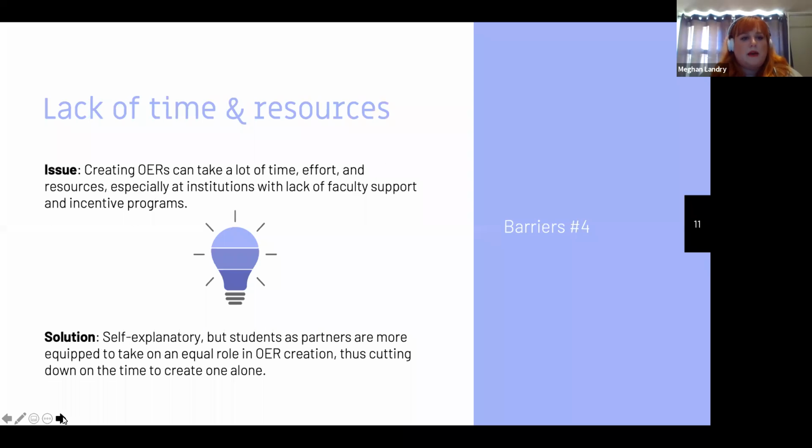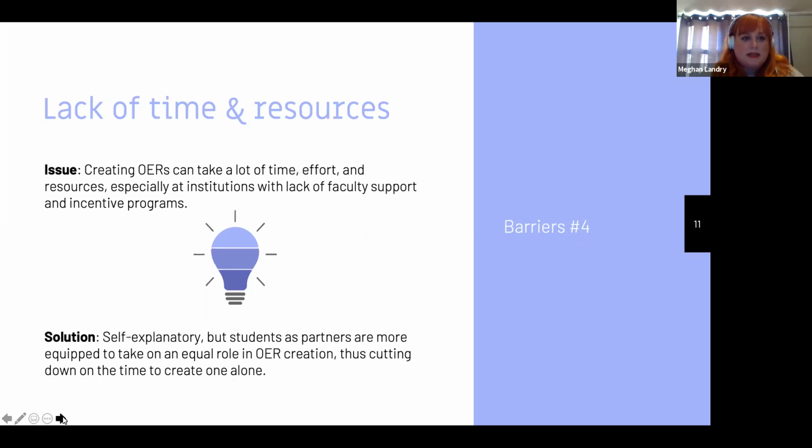And my fourth barrier is lack of time and resources, which also plays into the financial barrier as well. But I'm specifically referring to the effort and the amount of time it takes to research, create, implement, and maintain an OER. So creating OERs can take a lot of time and effort, especially at institutions like my own, where there's a lack of faculty support and incentive programs for creating OERs.